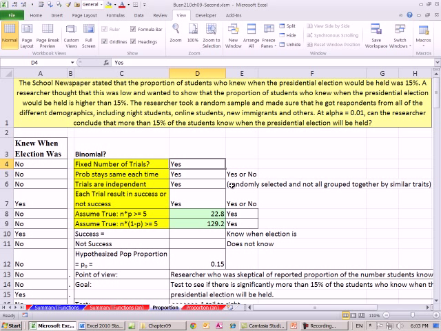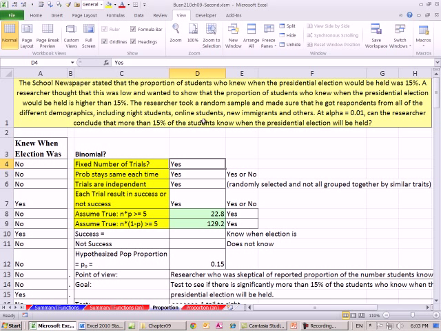We've got to do hypothesis testing for a proportion. Here's our question. The school newspaper stated that the proportion of students who knew when the presidential election would be held was 15%. Our researcher thought that this was low and wanted to show that the proportion of students who knew when the presidential election would be held is higher than 15%.